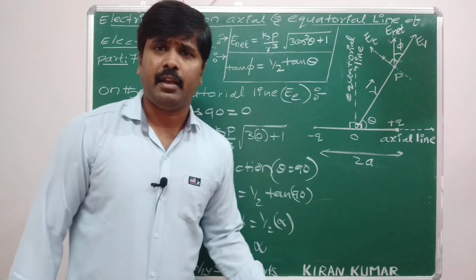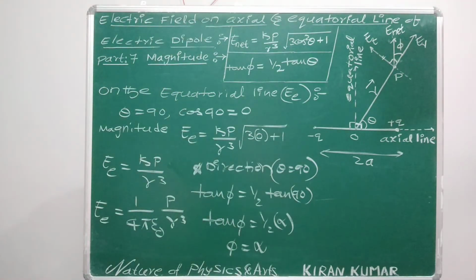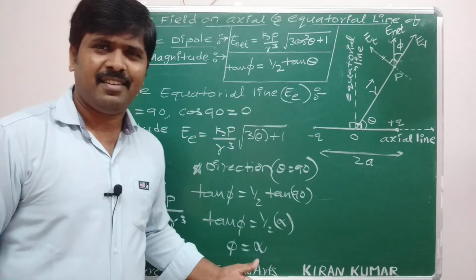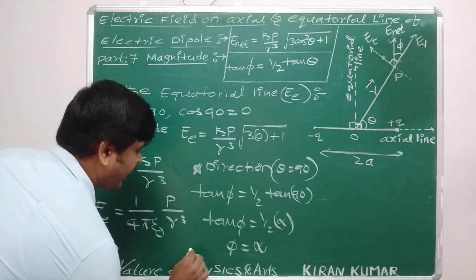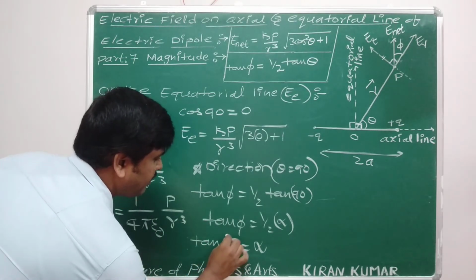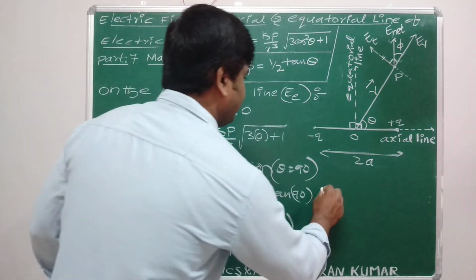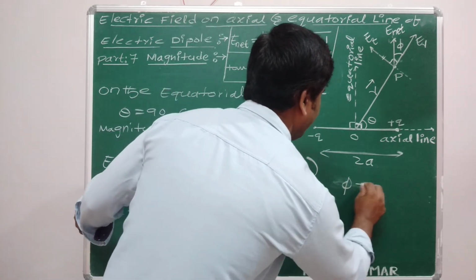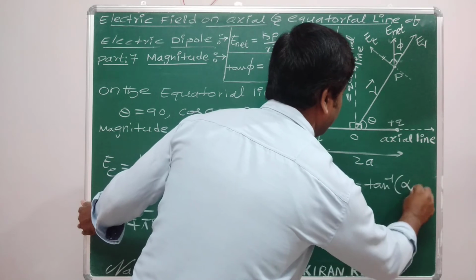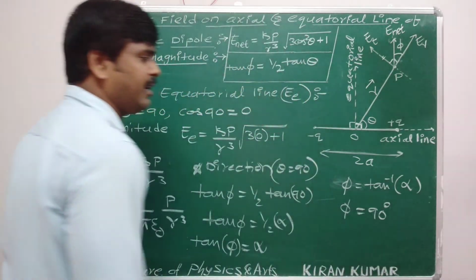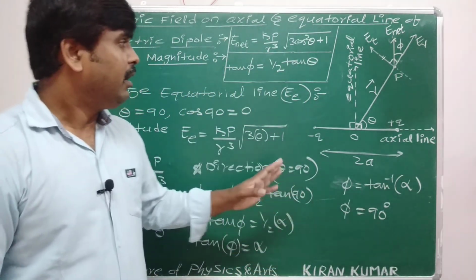Very sorry, here tan phi is equal to infinity, then phi is equal to tan inverse of infinity. So phi is equal to 90 degrees. Very sorry.